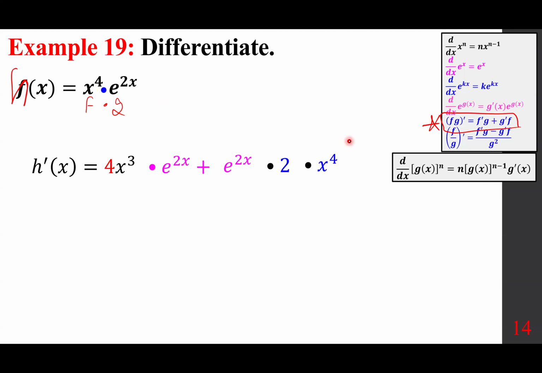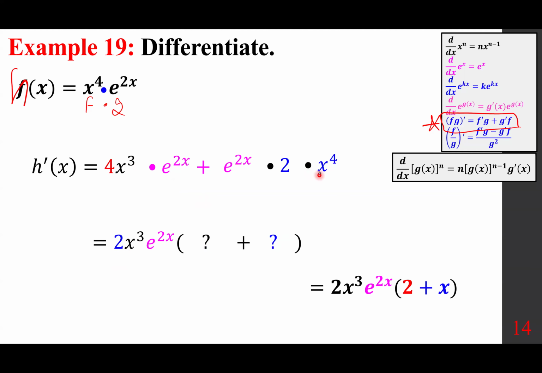we're going to look for common factors between 2 and 4. 2 is in common. x cubed and x to the power of 4, x cubed is in common. e to the power of 2x, of course, is in common. Therefore, 2x cubed e to the power of 2x. If you divide this one by this one, I hope you see that you get 2. If you divide this one by this one, you get x. So the final answer, same thing here, 2x cubed e to the power of 2x times the parentheses 2 plus x. This is the final answer, everybody.